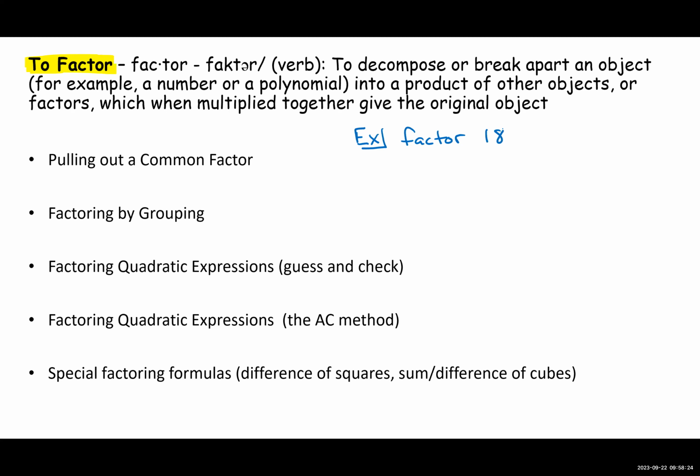Well, decompose or break apart the number 18 into other numbers. In this case, the objects are numbers that multiply together to give you 18. So, for example, 2 times 9. I have just factored the number 18. I've broken it apart into the product, multiplication, not addition or subtraction, of two other objects. We could factor 18 differently. We could say 18 is equal to 3 times 6. That works also.